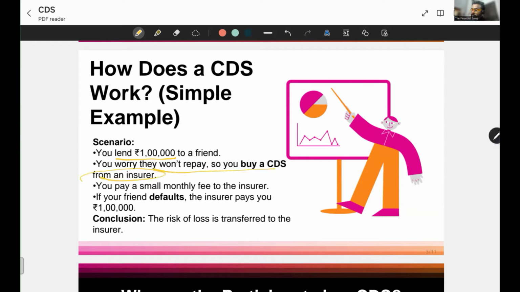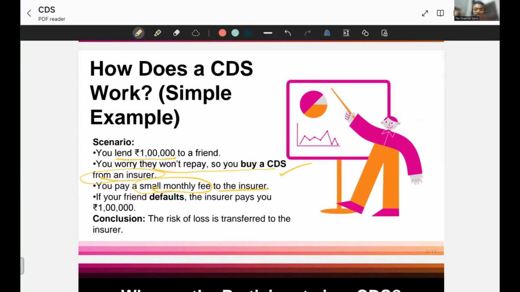Here in the second point I'm explaining that you are trying to buy a CDS. You go to an insurance company, a bank, and ask them that if your friend doesn't pay, they will cover the loss. The bank agrees, but they charge you a small monthly fee for taking on that risk. You are the buyer, going to the bank to buy that insurance in case your friend doesn't pay you in future.